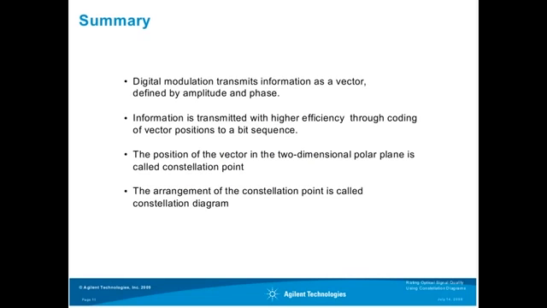So this is the first part. I would like to summarize the most important points here. Digital modulation transmits information as a vector defined by amplitude and phase. Information is transmitted with higher efficiency through coding of vector positions to a bit sequence. And the position of the vector in the 2-dimensional polar plane is called a constellation point. And the arrangement of these constellation points is called a constellation diagram.